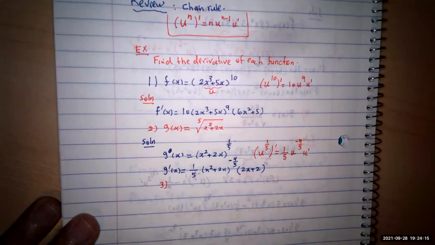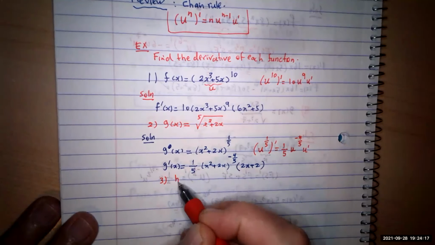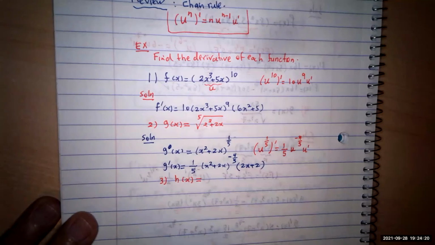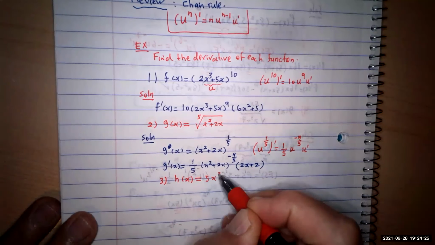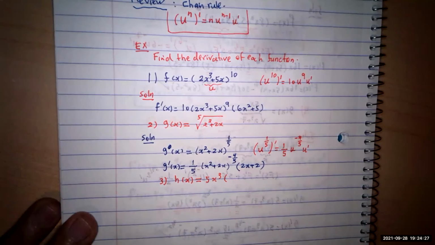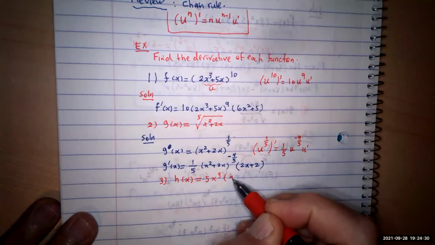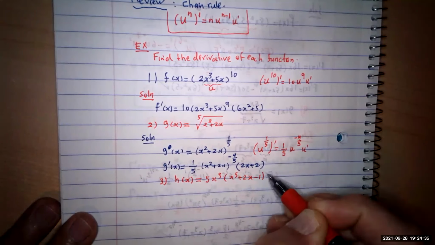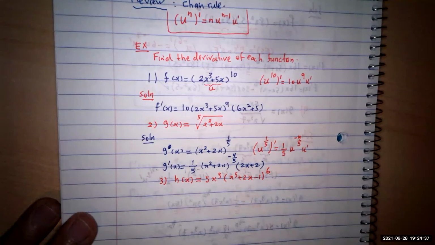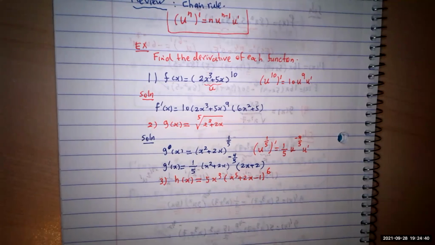There are 4 types. So if you have something like h of x equal to 5x to the third times x to the fifth plus 2x minus 1, but this is to the 6. You see, this is a product of 2 functions. The first function is 5x cubed. The second function is this expression. So we have to apply the product rule.